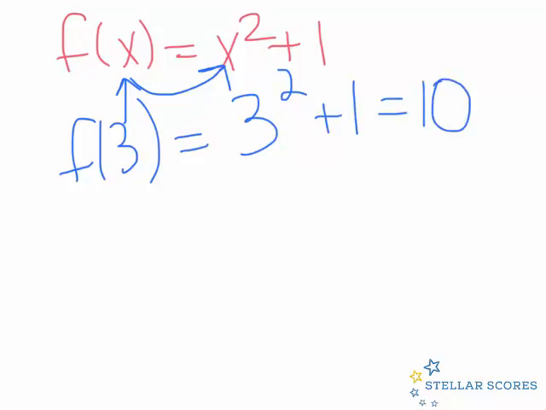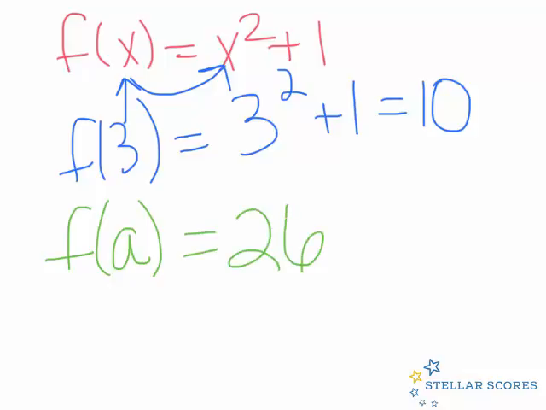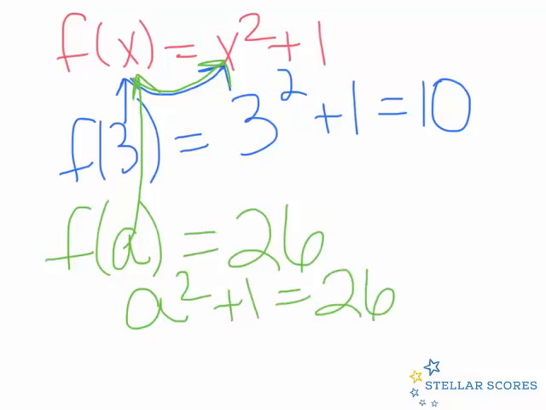Now, can we go the other way with this? Let me show you the other way with this. If I said I've got some variable, let's call it a, and when we plug a into the equation, that's equal to 26. Can we solve for a? Well, following the same rules, wherever there's the variable, we're going to put it into the equation. So what we're saying here is a squared plus 1 is equal to 26. Can we solve for a?